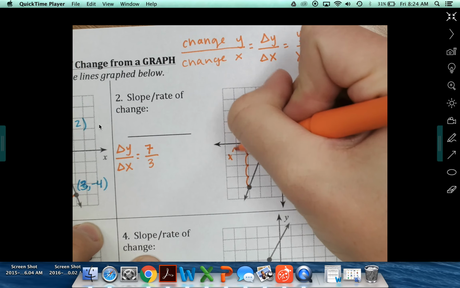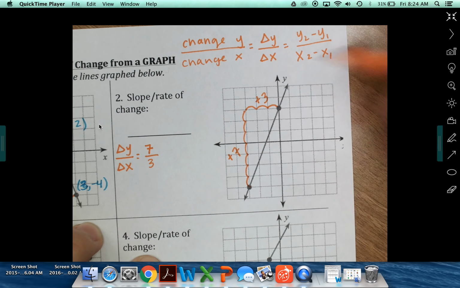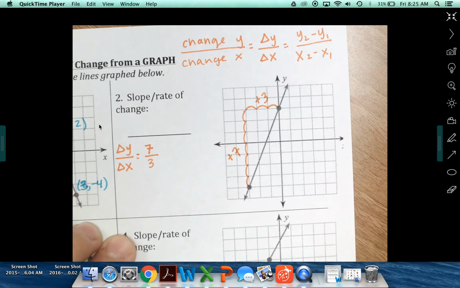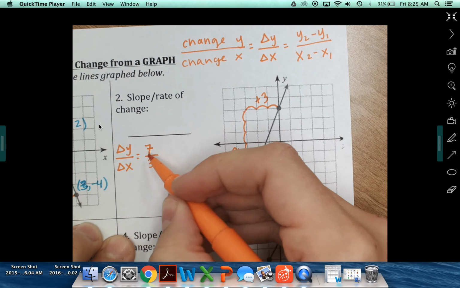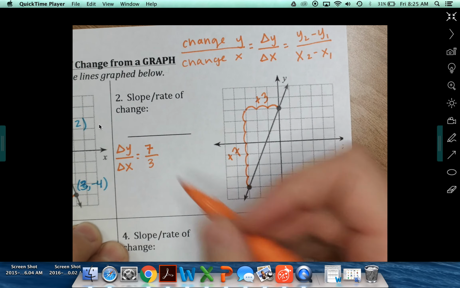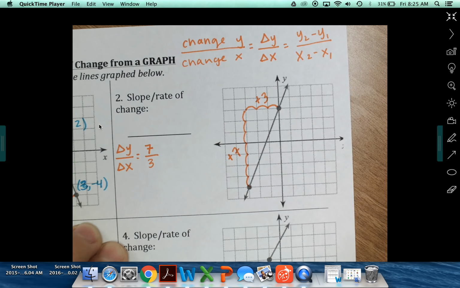So I had a change in y of positive 7, change in x of positive 3. That's about as simple as it'll go. You can plug 7 divided by 3 into your calculator, and it will give you 7 over 3.